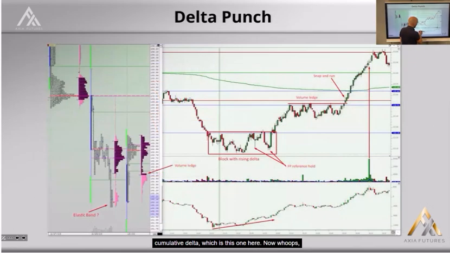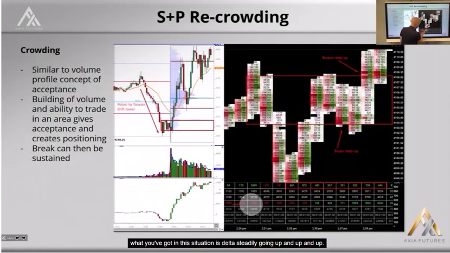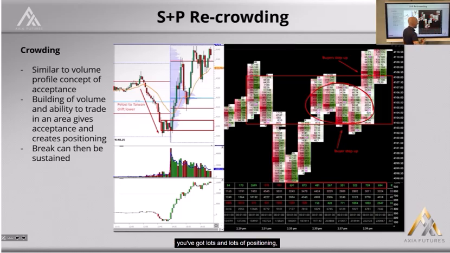Now, what you've got in this situation is delta steadily going up and up and up. So whilst, yes, you're crowding the market out here, you've got lots and lots of positioning, a lot of this is all buying. People coming in, and well, let's say all buying, it is weighted towards buying. There are more buyers than sellers at this point. So that's giving you a little bit of a clue.